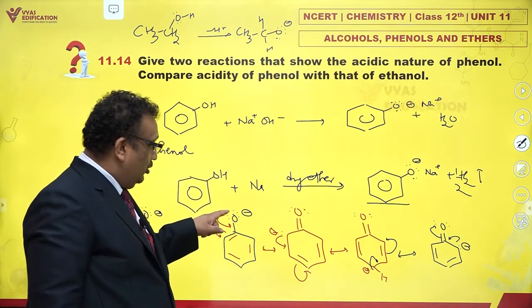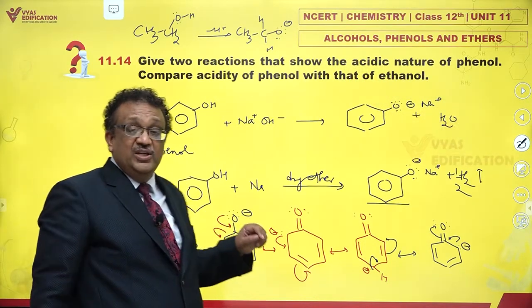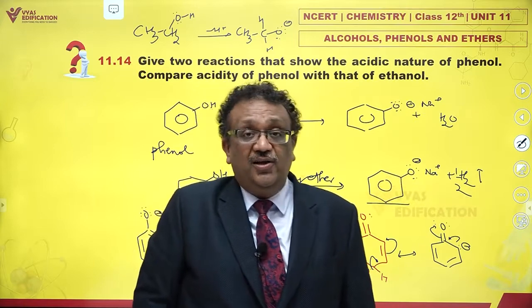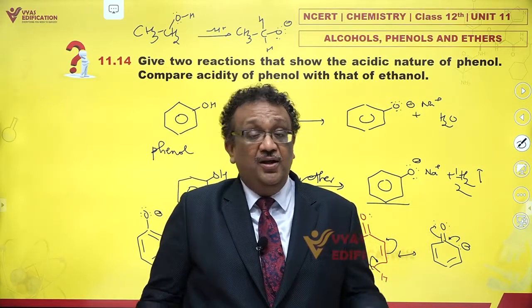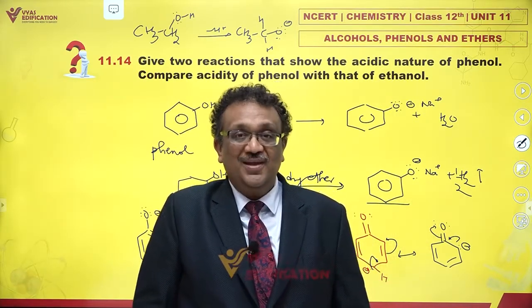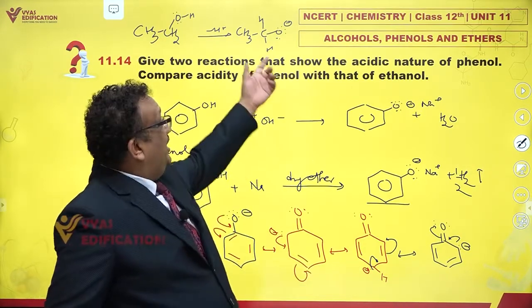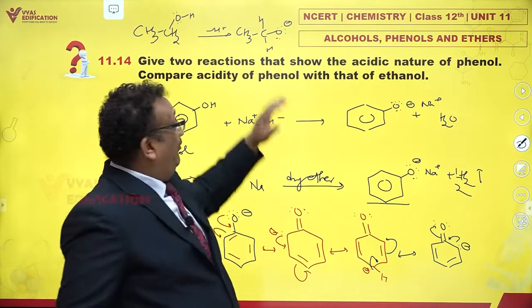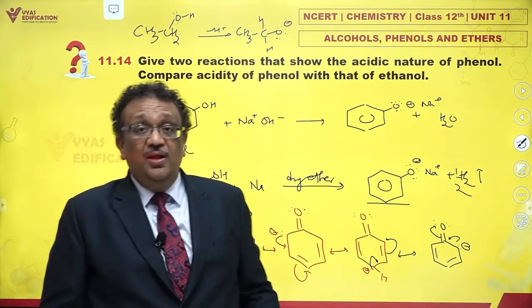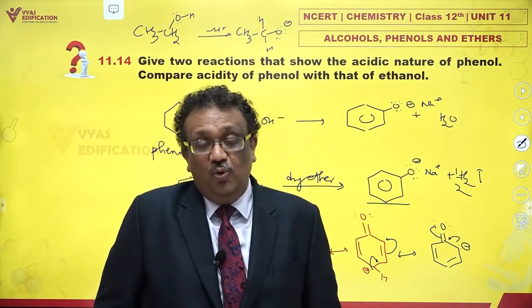Minus charge is not only on oxygen, but it is also delocalized within the ring. And greater the volume on which the charge is spread, more is the stability. So phenoxide ion is much more stable than ethoxide ion, which means if conjugate base is more stable, conjugate acid has to be more acidic.